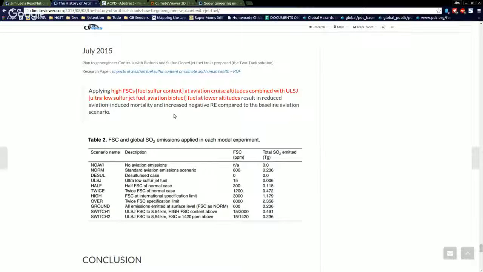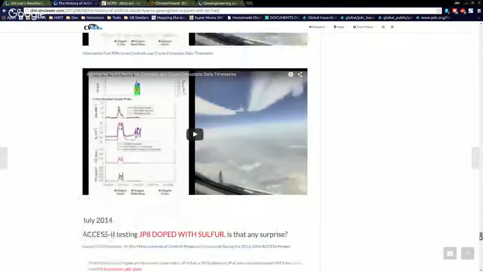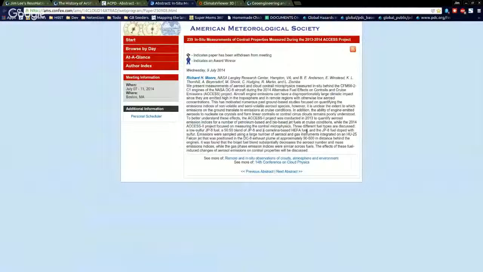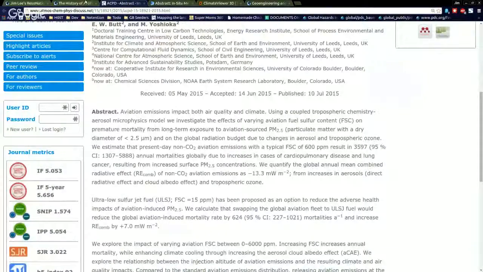And the reason why is because that sulfur will cool the planet using these clouds. Right now they're heating the planet. If they put enough sulfur in, it'll cool the planet. Think I'm joking. There is plenty of references for this stuff. Right now the ACCESS 2 flights are testing this stuff. And you can see here, this is from the AMS, and they talk about JP8 doped with sulfur. JP8 fuel doped with sulfur. Now, let's go for another one.